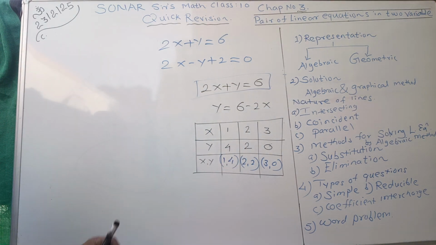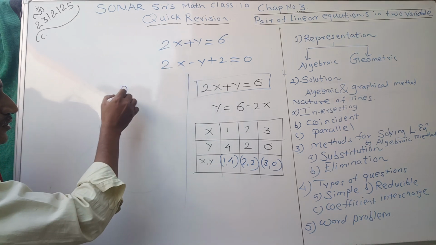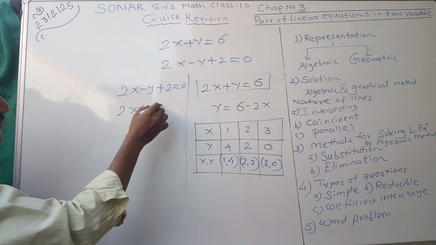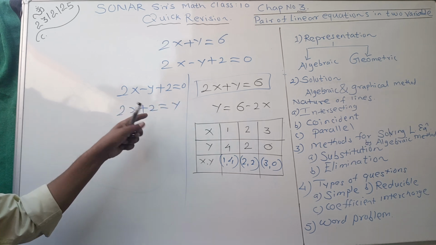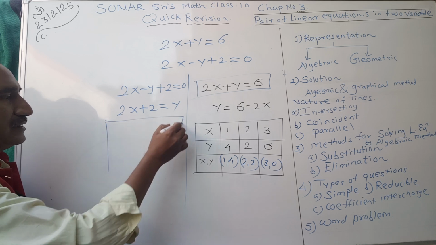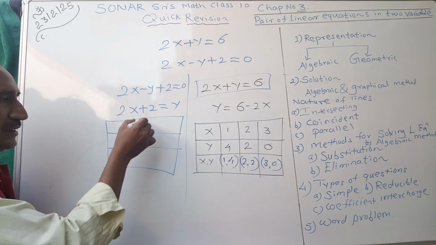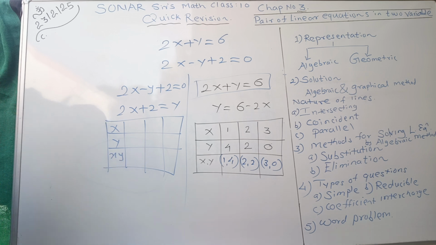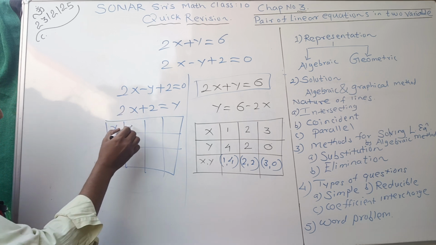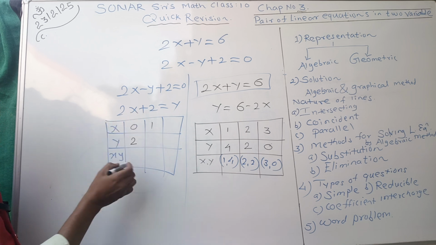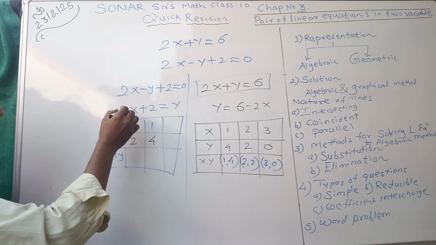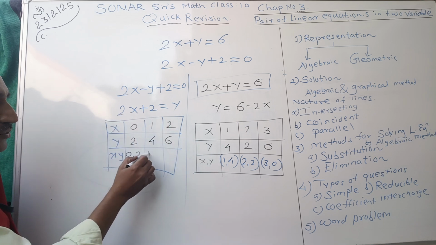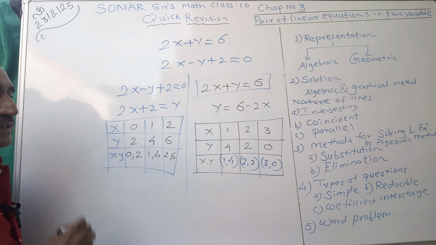Now we'll solve the second equation in a similar way: 2x minus y plus 2 equal to 0. It becomes y equals 2x plus 2. Again we'll consider 3 points to solve this equation. So x, y, x comma y. If we put x equals 0, y becomes 2. If we put 1, 2 ones are 2 plus 2, 4. If we put 2, 2 twos are 4 plus 2, 6. We'll get the points (0, 2), (1, 4) and (2, 6).